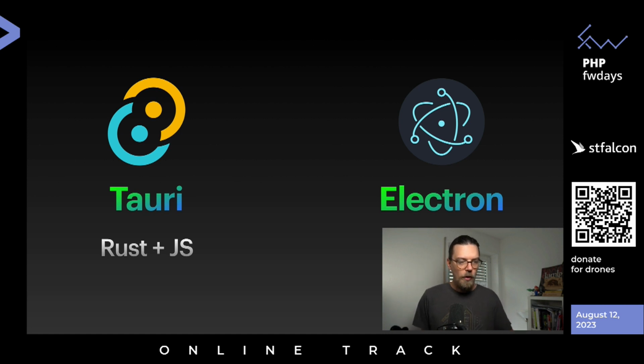For me, the choice between one or the other was kind of easy, because I don't really know Rust. And back at the time, Tauri was just leading up towards a 1.0 release, and the documentation wasn't really that good. So I decided to go with Electron instead.